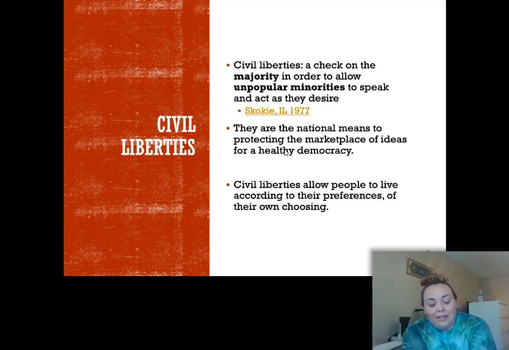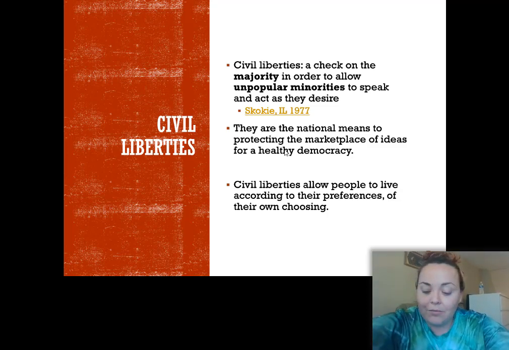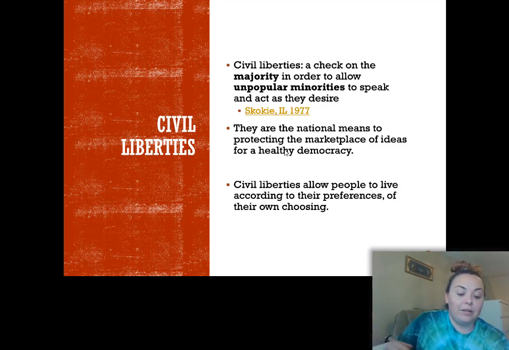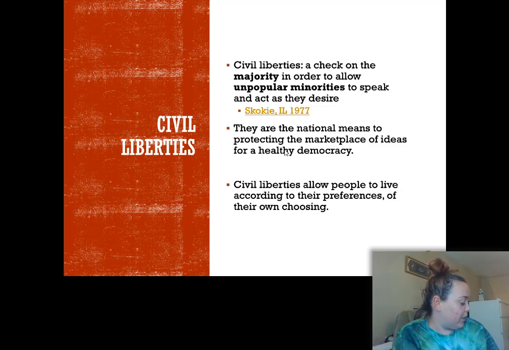No elderly person who had survived the Holocaust wants to see an American neo-Nazi group marching outside of their house. However, because we have these First Amendment protections and civil liberties in place to protect unpopular minorities, they enjoy the same protections that the popular minorities would, and they were granted their right to petition.